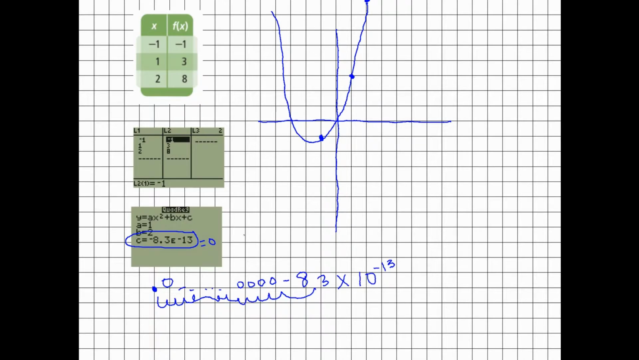And so we're going to write out our function now. So y equals, A is 1, so we're going to put in x squared, plus B is 2, so 2x, and C is 0, so we're going to leave it off. And that is my quadratic regression model for this data: x squared plus 2x. So let's go ahead and move on to our next problem.